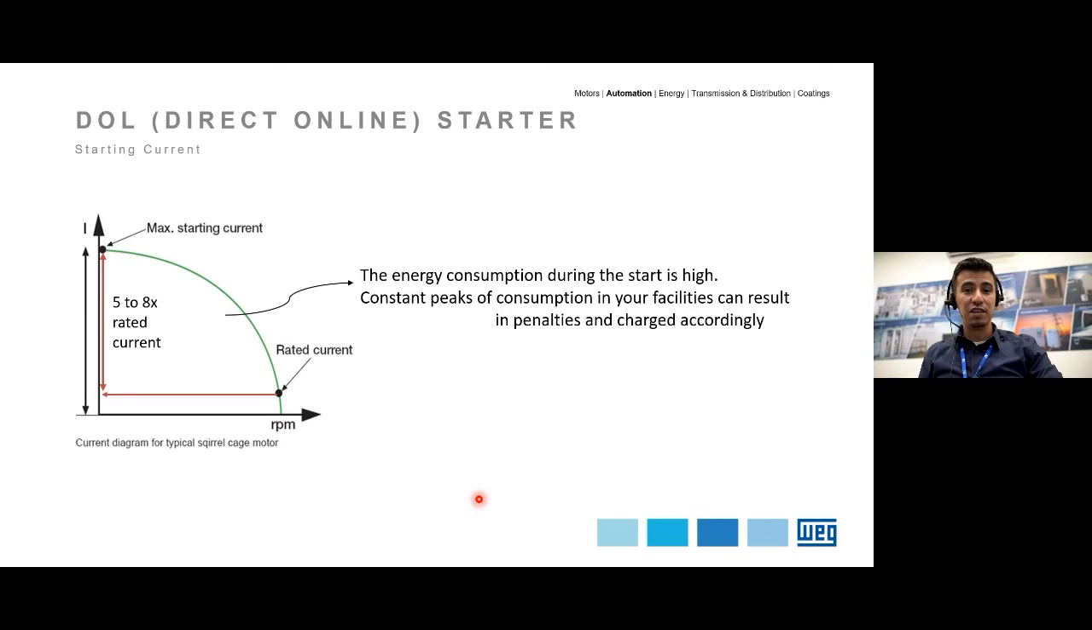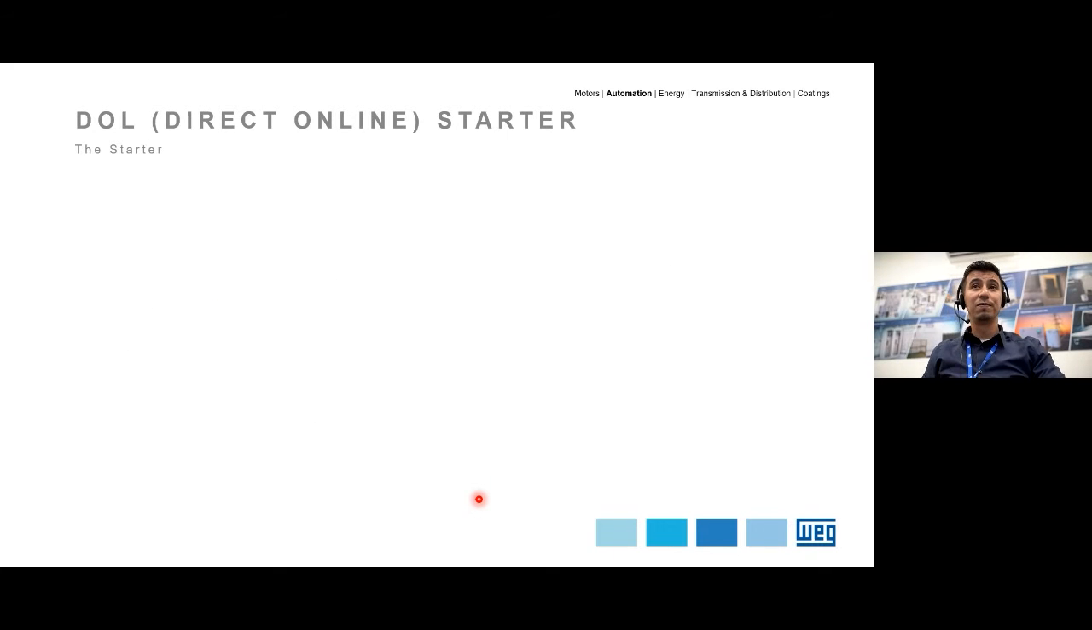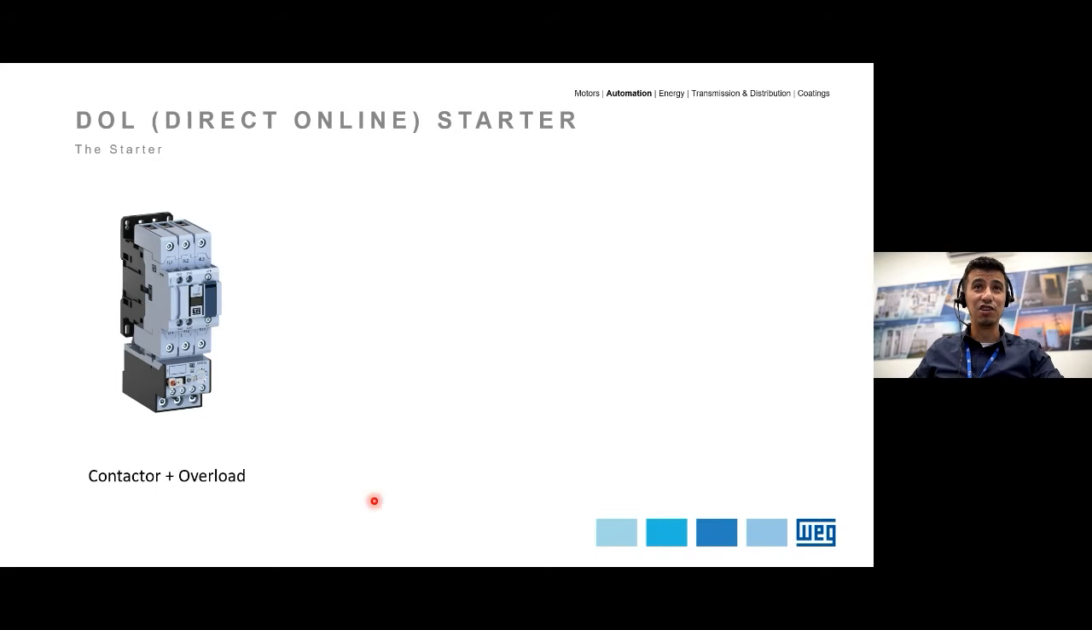All right. So we know now in terms of torque or mechanically how the GOL starter works. We know now electrically as well how is the starting current for that specific method. So let me show you how this starter looks like, right? So the starter looks like this, right? Could be like a contactor plus an overload on it attached to the contactor, right?